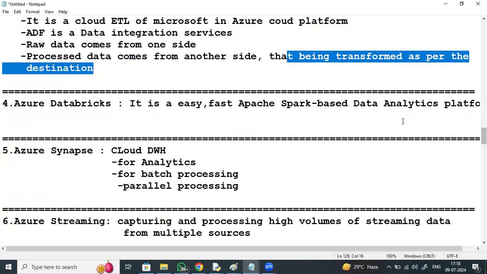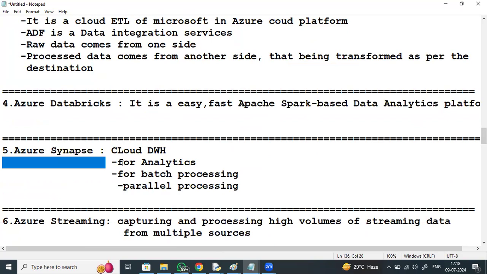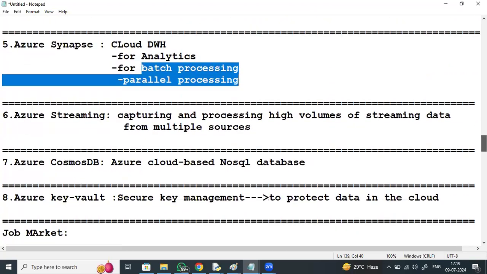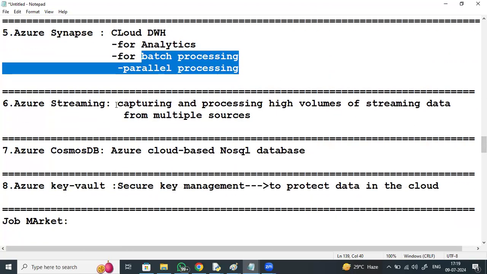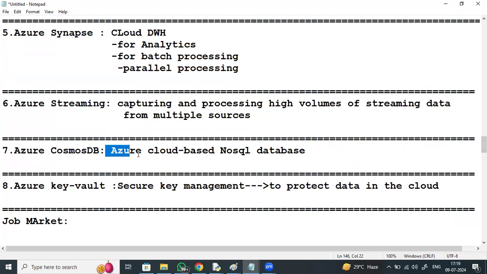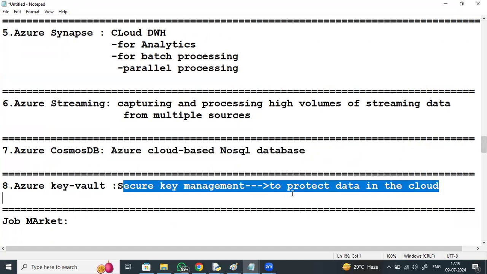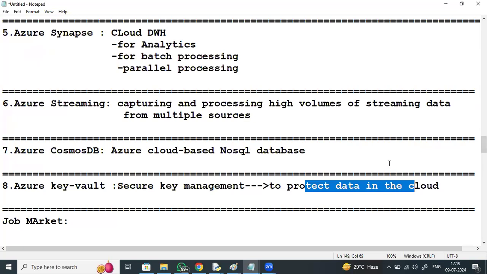Databricks is an easy, fast, Apache Spark based data analytics platform. Azure Synapse is a cloud data warehouse for analytics, batch processing, and parallel processing. Azure Streaming is for capturing and processing high volumes of streaming data from multiple sources. Azure Cosmos DB is a cloud-based NoSQL database. And Azure Key Vault is secure key management to protect data in the cloud.